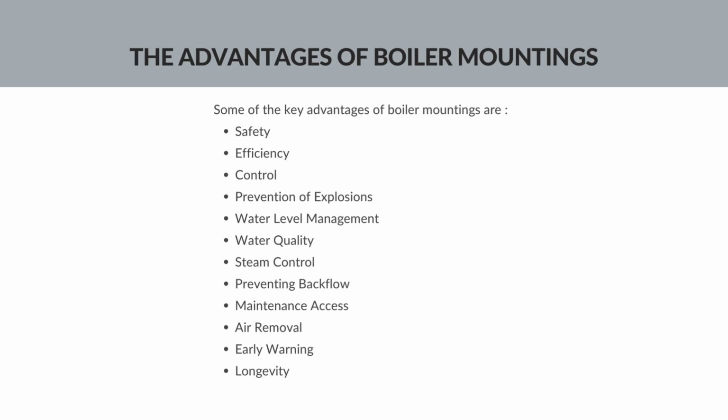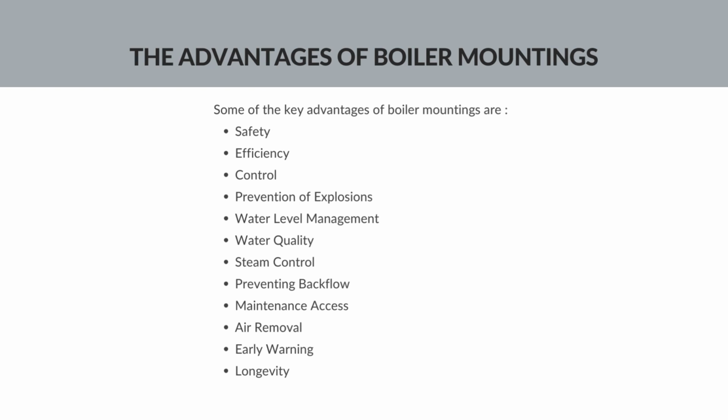Seventh is water quality. Blow down valves help maintain water quality by removing impurities and sediments, reducing the risk of scaling and corrosion. Eighth is steam control. Steam stop valves enable precise control of steam flow, ensuring that the right amount of steam is supplied to various processes and equipment.